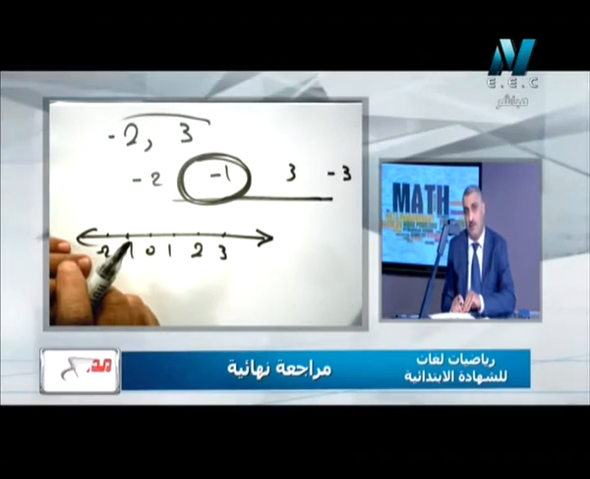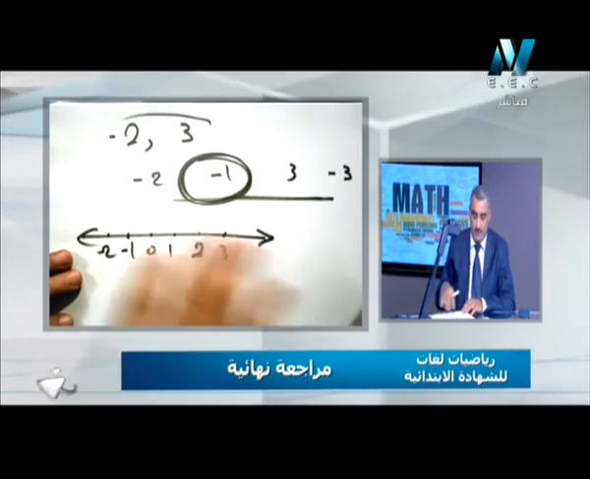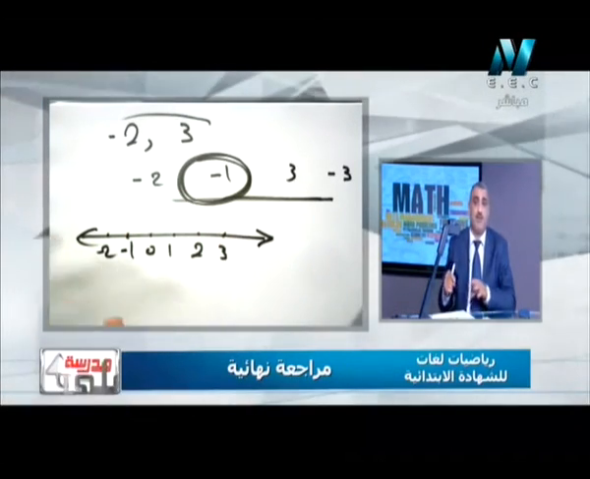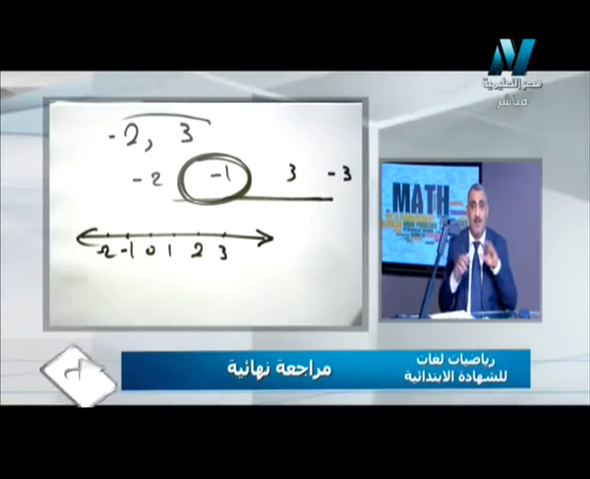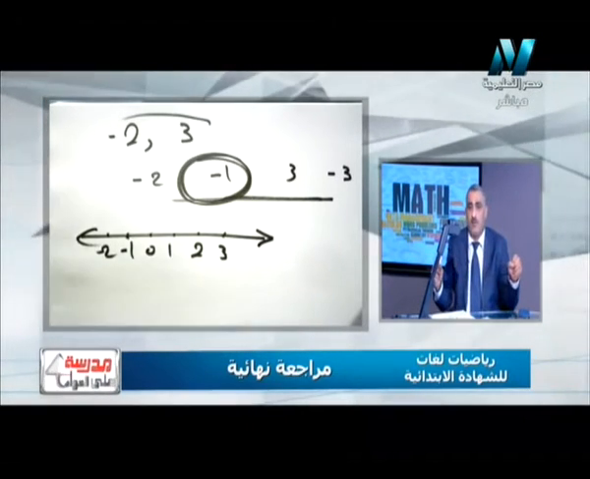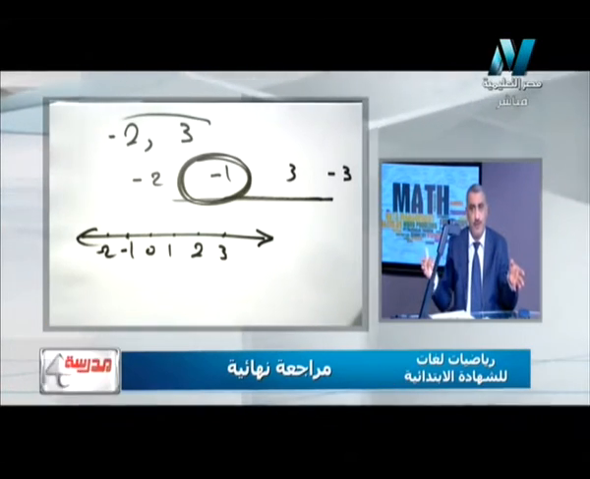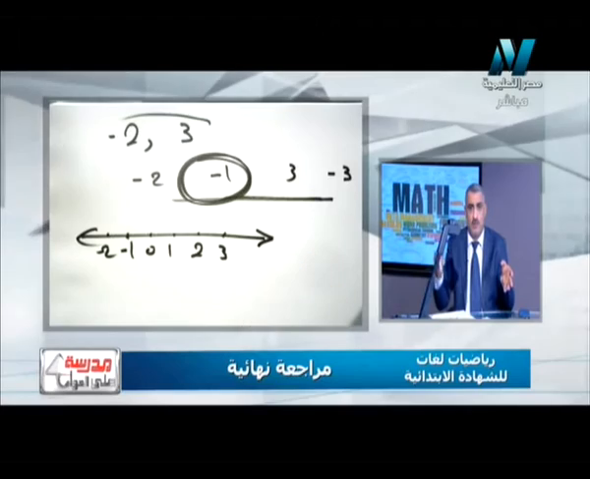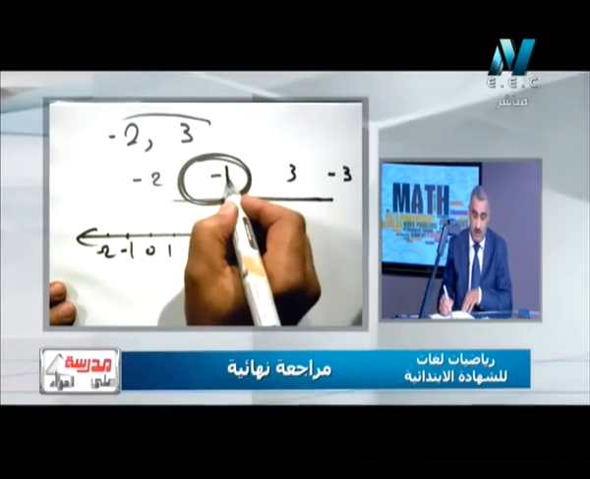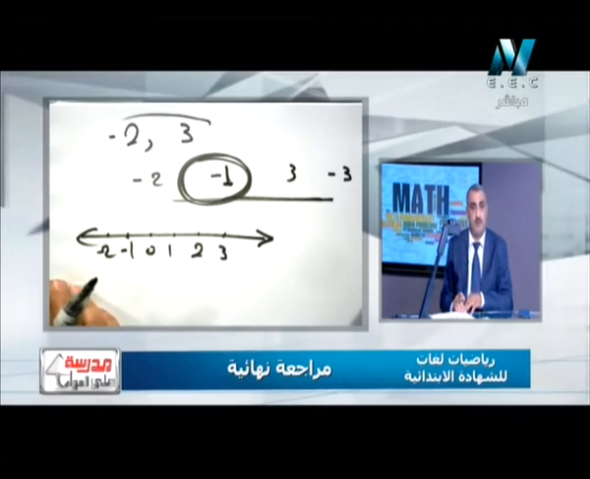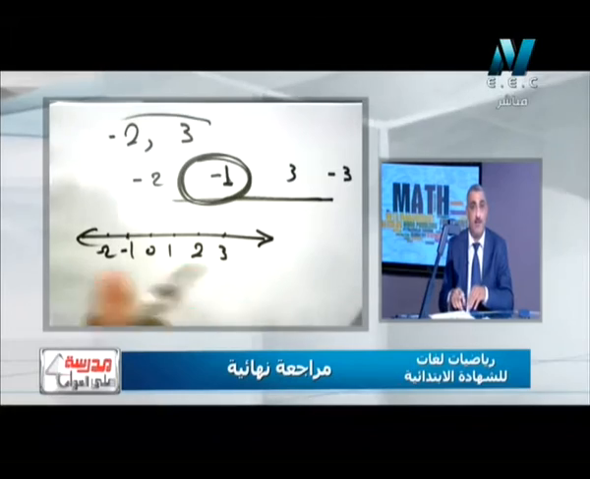What is the question? He gives me 4 different choices and asks which one of them lies between negative 2 and 3. Just imagine the number line, or you can draw the number line in an easy way: negative 2, negative 1, 0, 1, 2, 3. You can choose negative 1. Negative 1 lies between negative 2 and 3.